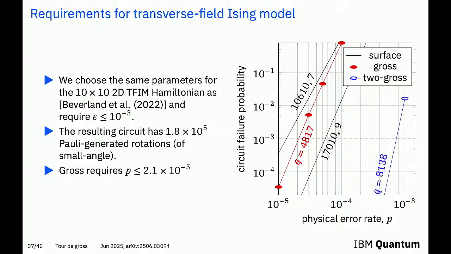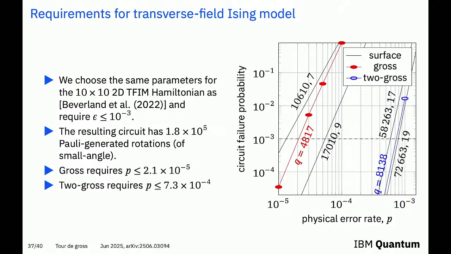For the 2-gross code, the numbers are much better. The 2-gross code has a larger distance of 18. I'll click 2 more times and then I'll get to you. And this 2-gross code architecture requires 8,000 physical qubits, and the physical error rate required to do this transverse field Ising model is 7.3 times 10 to the minus 4. So that's this intersect here. A comparable surface code architecture has about 60,000 qubits for a distance 17 surface code and 72,000 or 73,000 qubits for a distance 19 surface code.